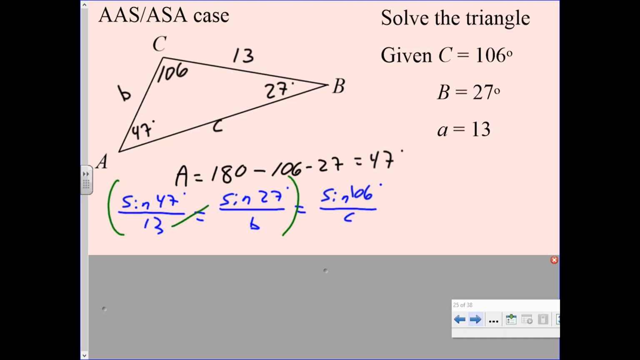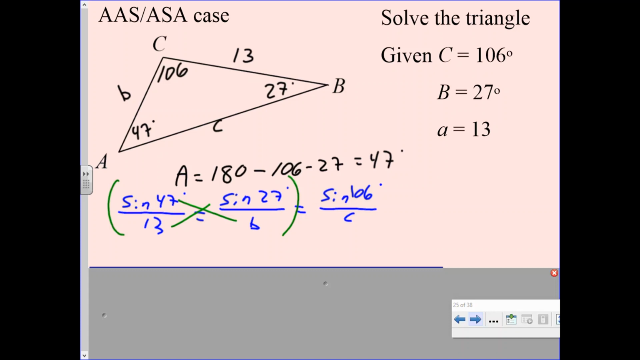13 times sine 27 equals B times sine 47, and then we can solve that for B, and B is going to be equal to 13 sine 27 divided by sine of 47 degrees. Now, depending on the calculator you have, make sure that you're paying attention to the degree symbol or what mode it's in, stuff like that. But that's going to give us side B.